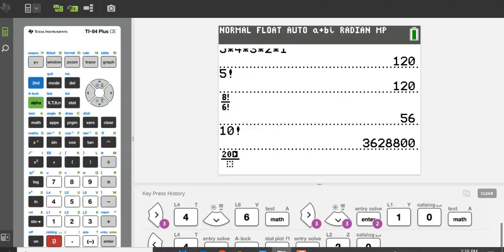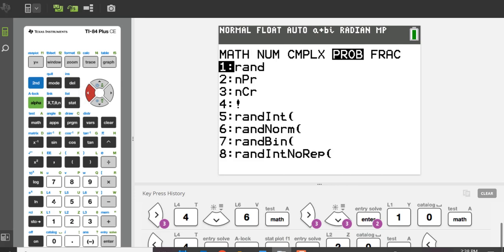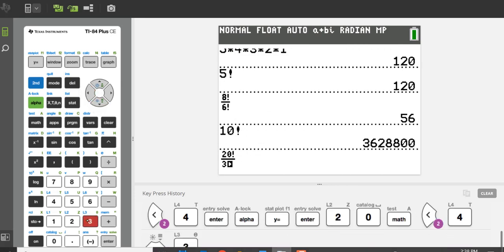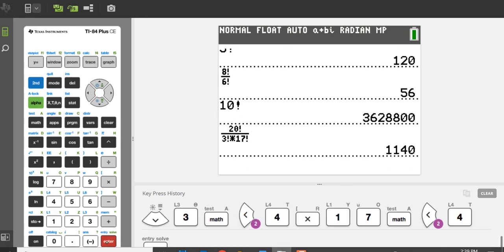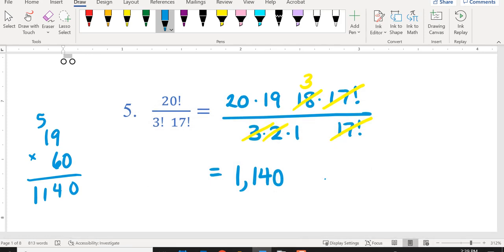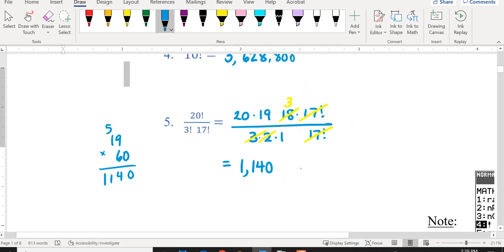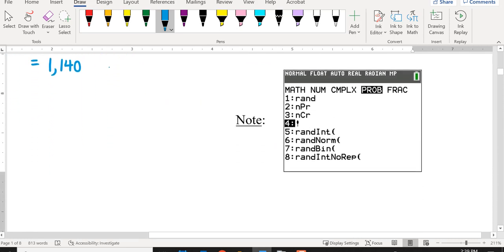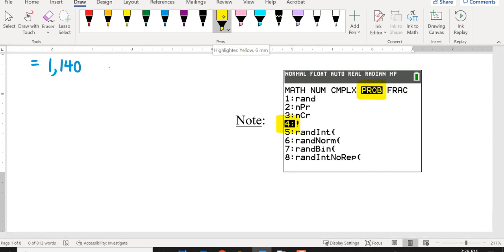Or I can go do my calculator and do 20 factorial over 3 factorial times 17 factorial. And I get 1,140. Okay, over to the right, I saved the screen. Remember, you're going to hit math and then arrow over to probability, and number 4 is the factorial button.